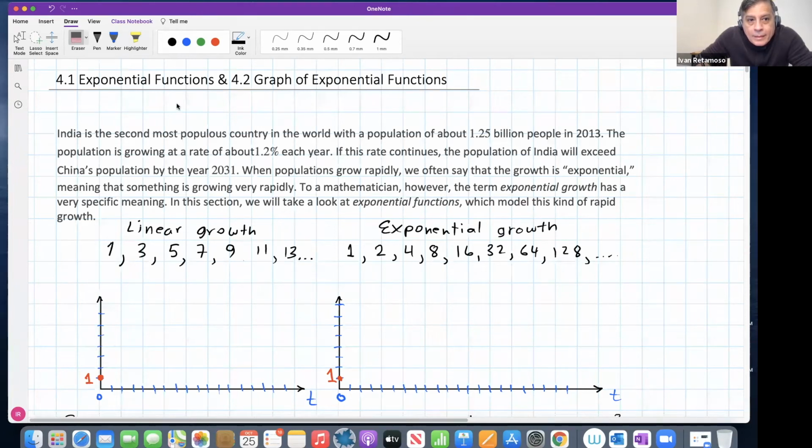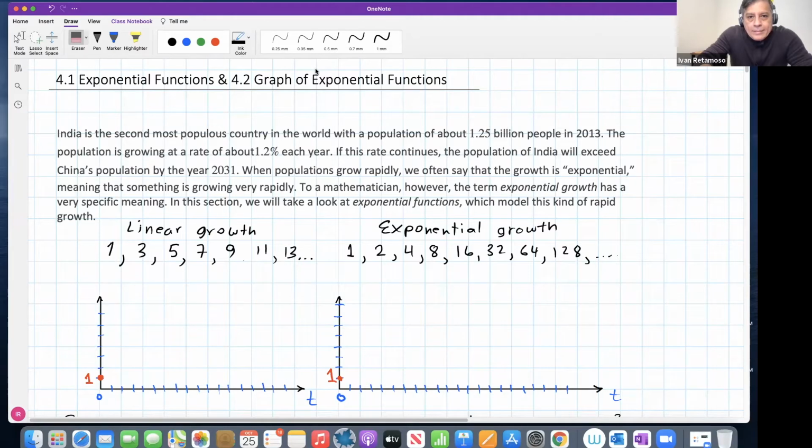Section 4.1, exponential functions, and section 4.2, graph of exponential functions. Exponential functions are used to model the growth of population. For example, here, I have taken this example from the textbook as an introduction.